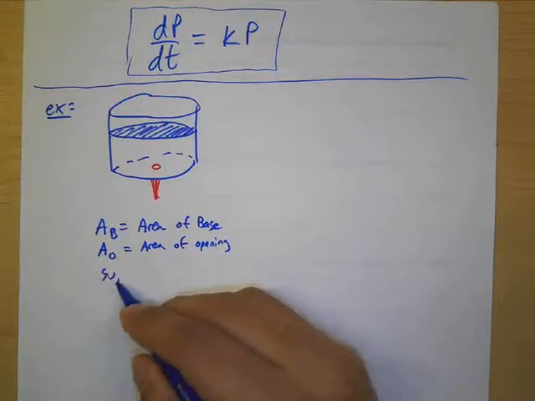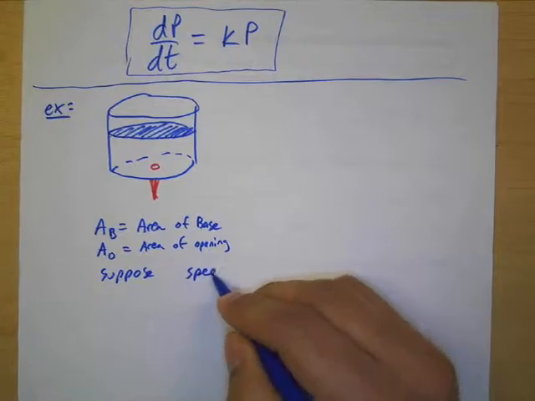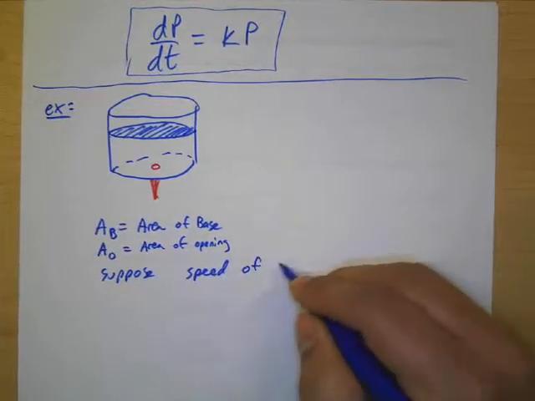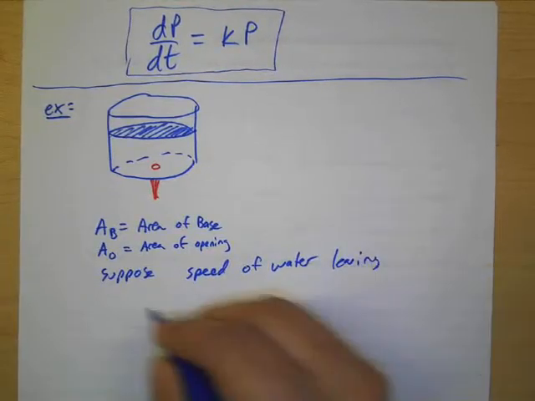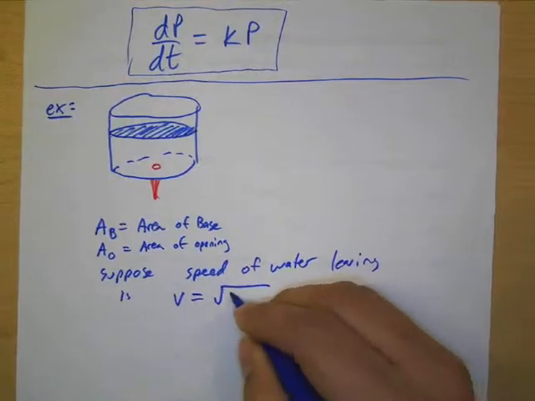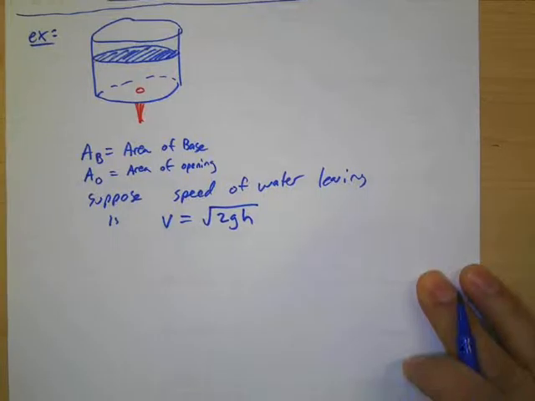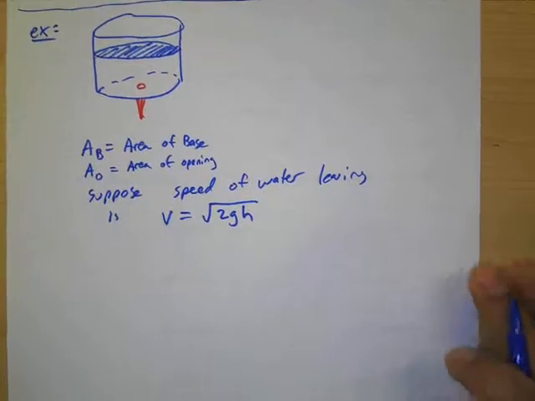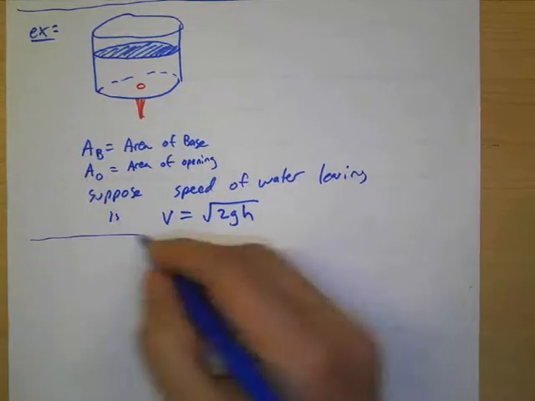And let's suppose that the speed or velocity of the water leaving the tank is given by V equals the square root of 2gh. Oh, I've seen that before somewhere. Yes. But this is what's given to us. Here's the goal.